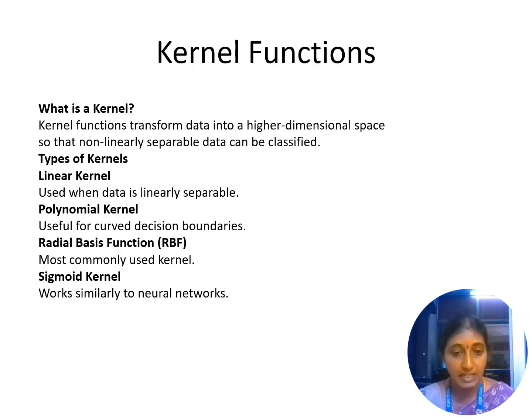The linear kernel is used when the data is linearly separable. When there are curved decision boundaries, we use polynomial kernels. The most commonly used kernel is the radial basis function, and the sigmoidal kernel works similarly to neural networks.